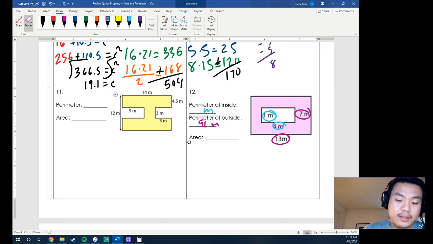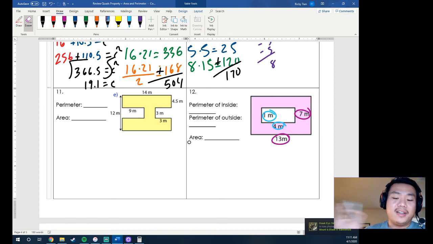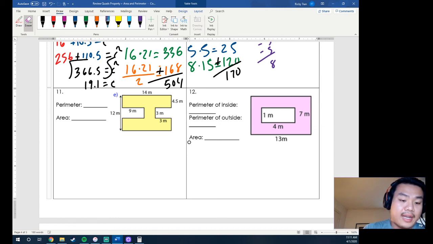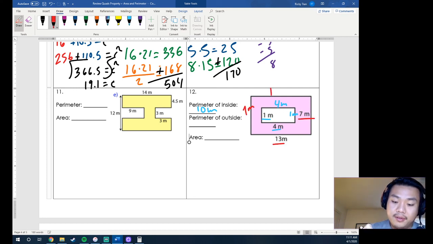Oh wait, no. Sorry. Ooh, I made a mistake. That's area. That's not perimeter. Whoops. That's not what I'm supposed to be doing. I'm supposed to be doing perimeter. Perimeter is adding everything. What am I doing? So it's 1 plus 4 plus 1 plus 4, or 10. And then the outside is 7 plus 13 plus 7 plus 13, or 26 plus 14, 40 meters.